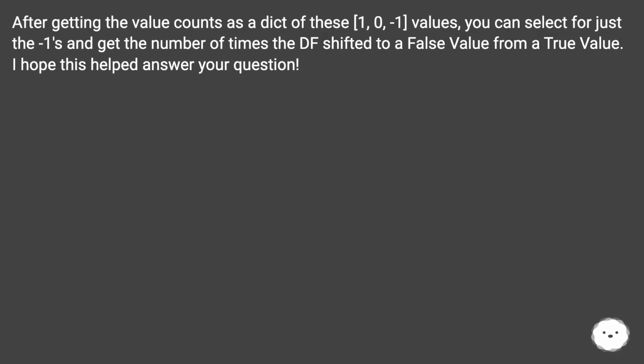After getting the value counts as a dict of these 1, 0, -1 values, you can select for just the -1s and get the number of times the df shifted to a false value from a true value. I hope this helped answer your question.